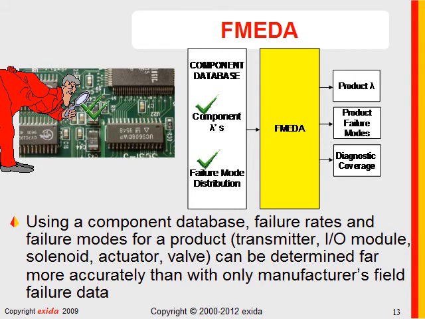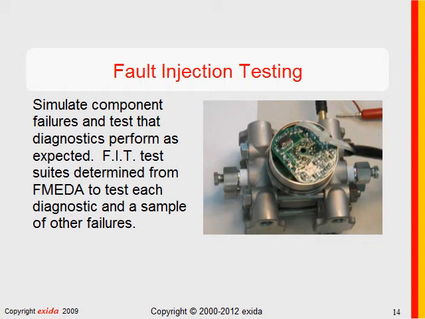Given that we've done an FMEDA on a product, we generate the product failure rate. Even if it's a brand new design, we'll be able to have failure rate information long before field failure rate data will ever give us the information we need. We thoroughly understand the product failure modes and the diagnostic coverage of any given design. FMEDAs, especially the diagnostic portion of an FMEDA, must be backed up with good fault injection testing to make certain that the FMEDA results are accurate.